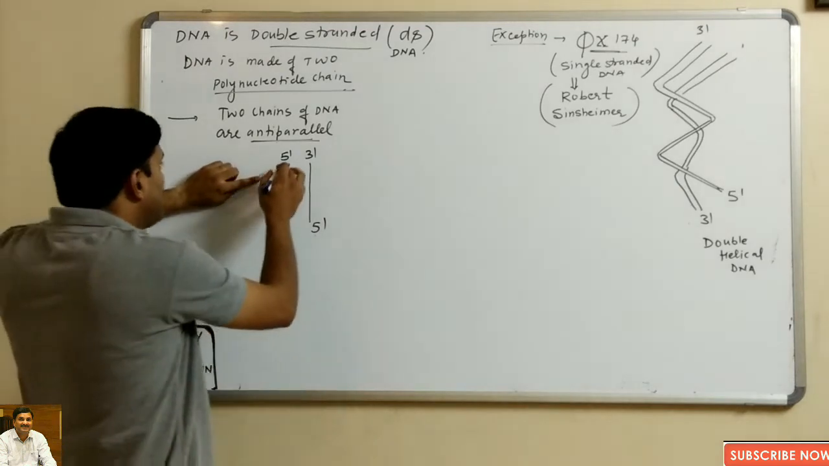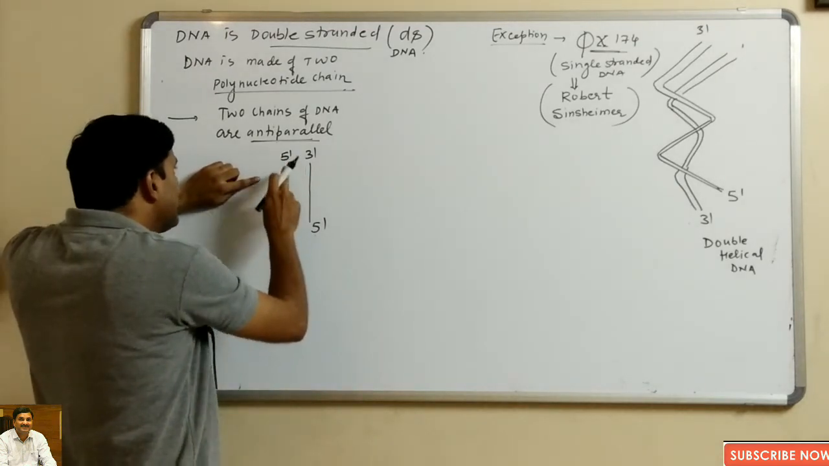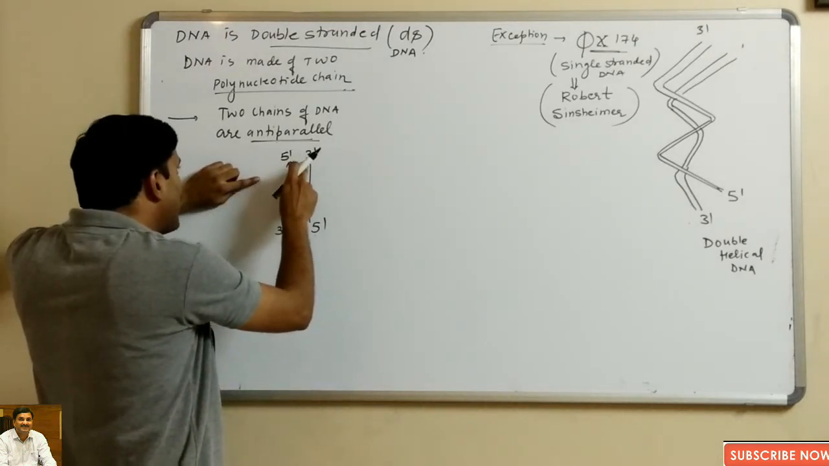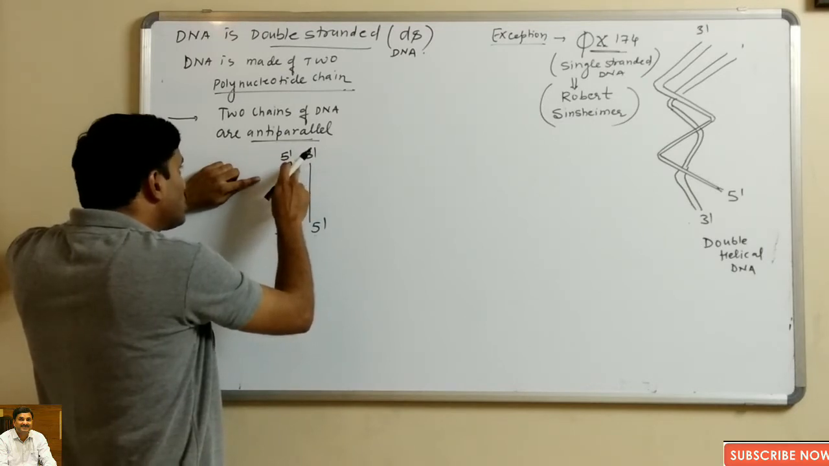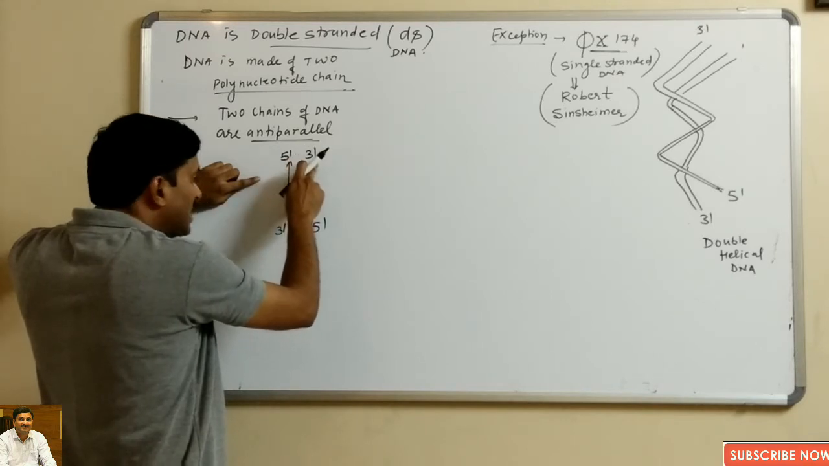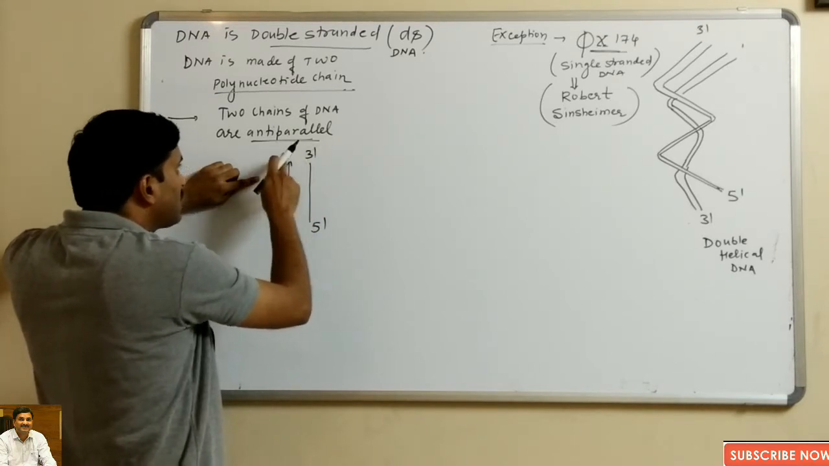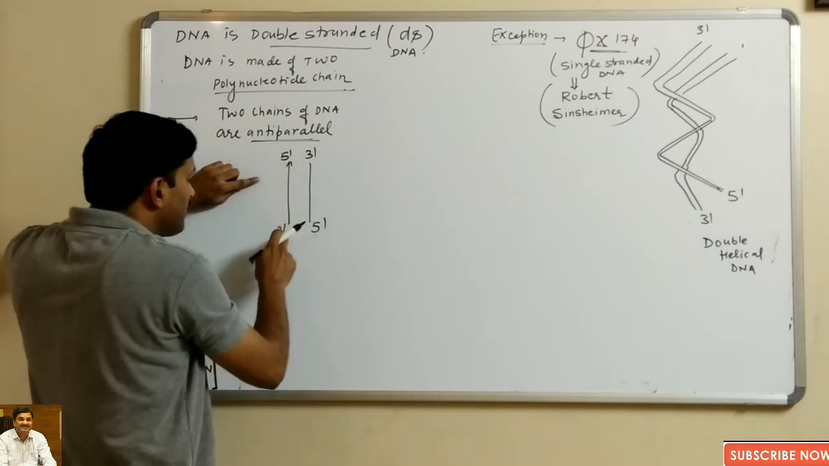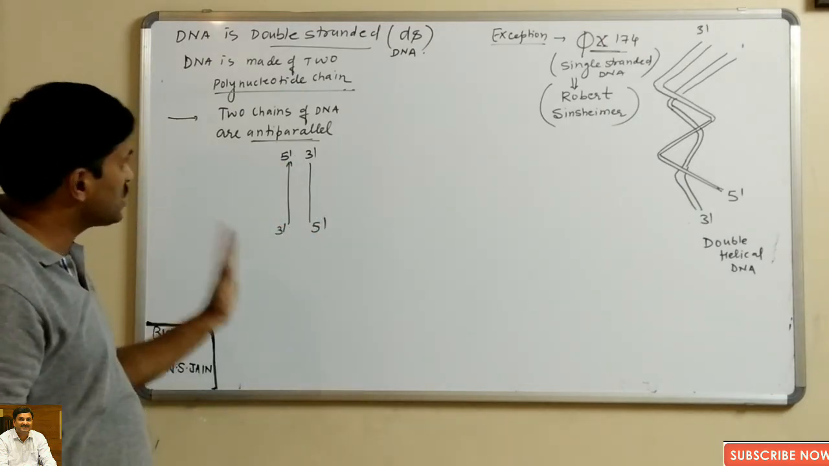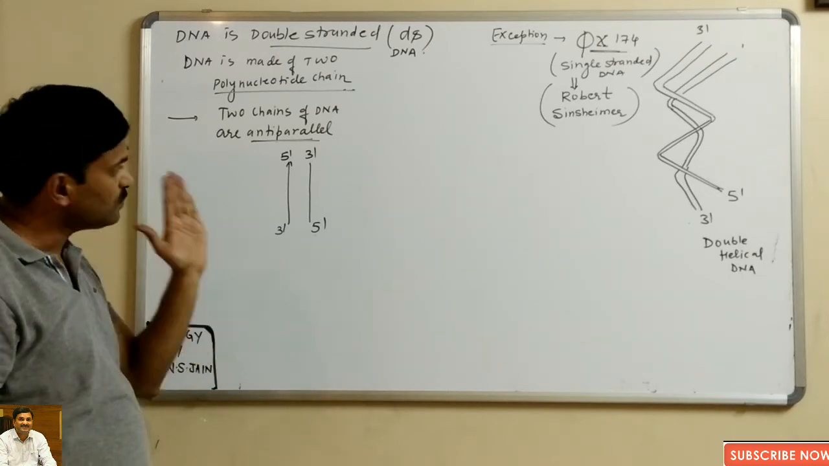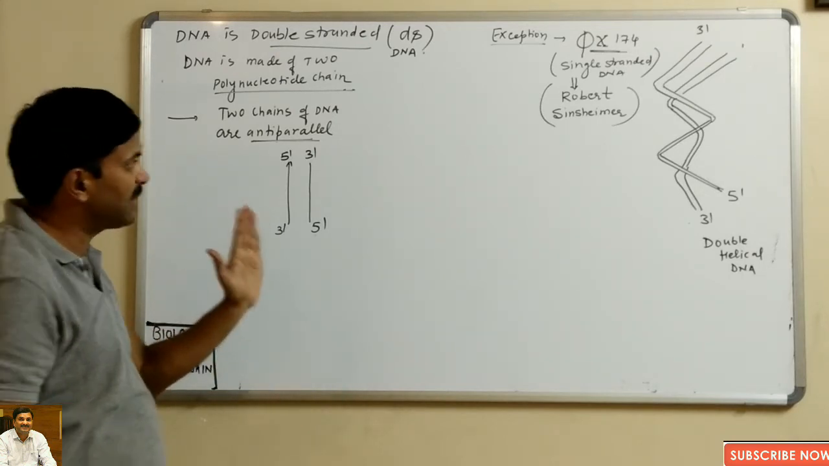Antiparallel means what? You can see that the two chains do not have 5' end and 5' end together. One chain will have a 3' end, and the other chain will have a 5' end. These two chains are antiparallel to each other. Always the two chains run antiparallel to each other.